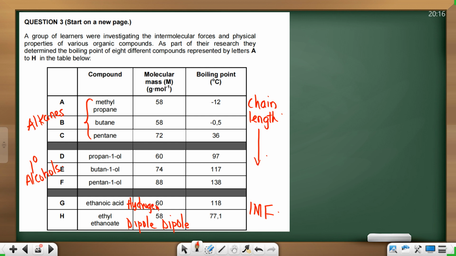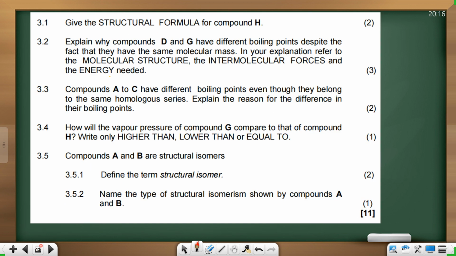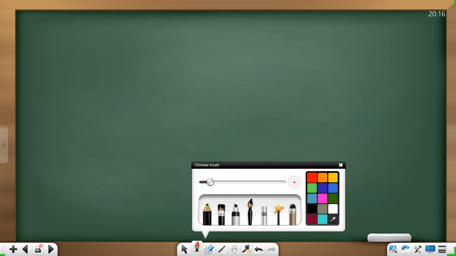So the first thing we know is that it is an ester. So H, ethyl. Ethyl is how many carbon atoms? Finito. Awesome. How many carbon atoms? Eth, two.